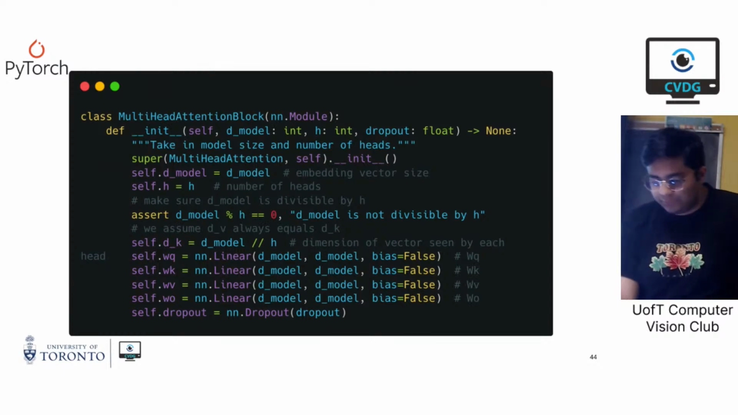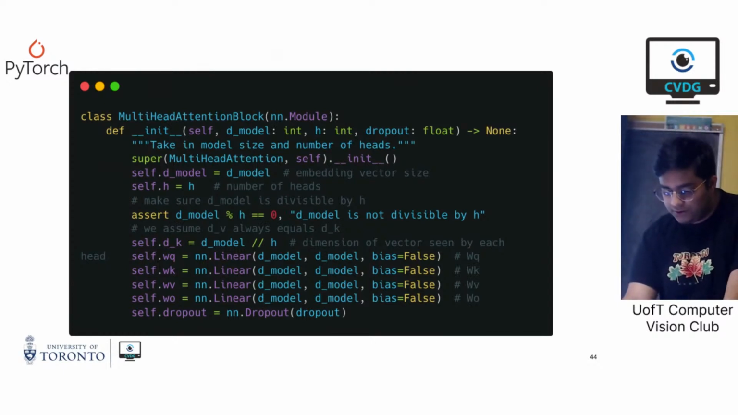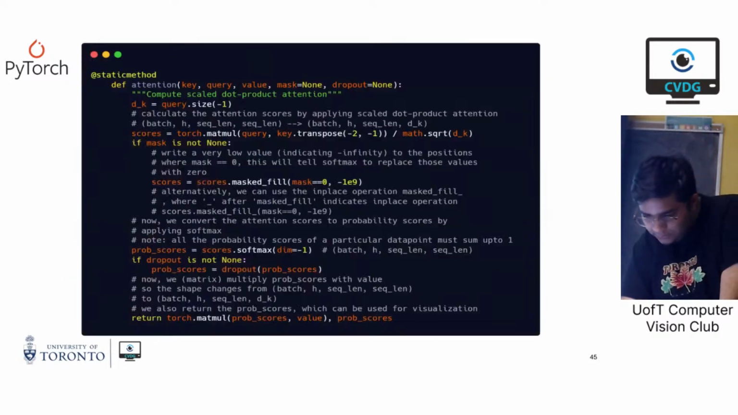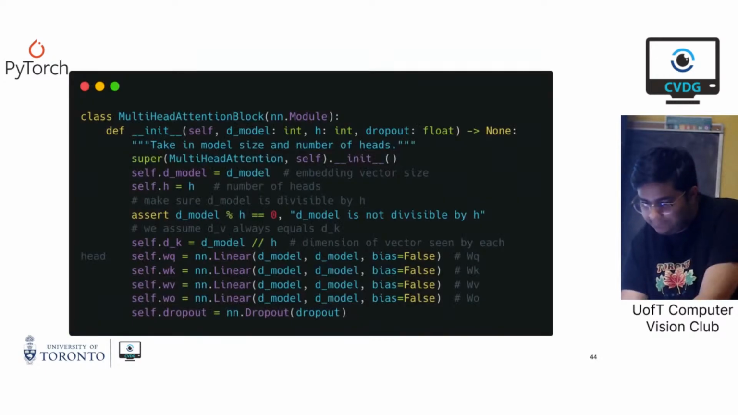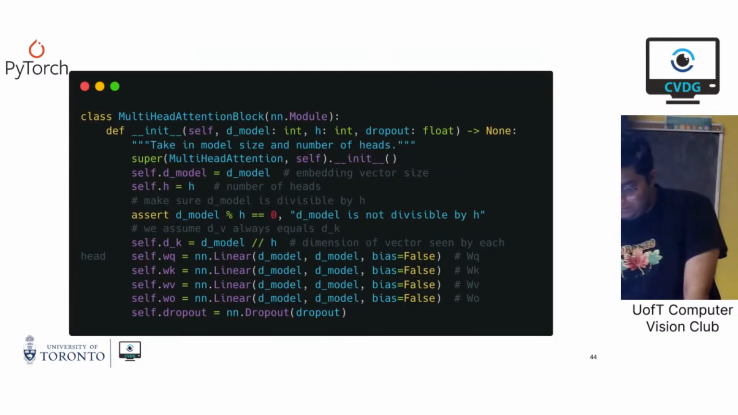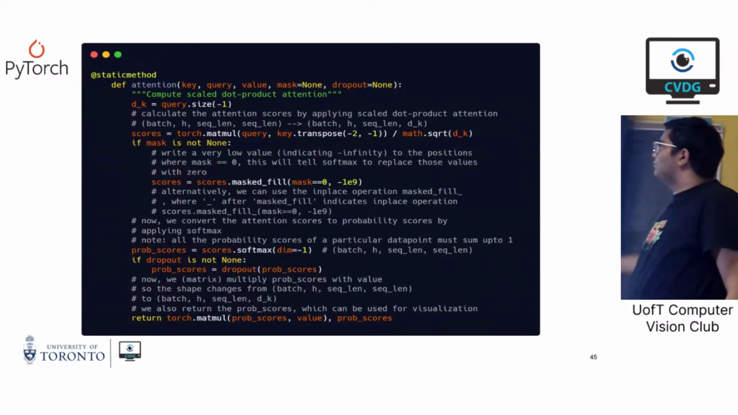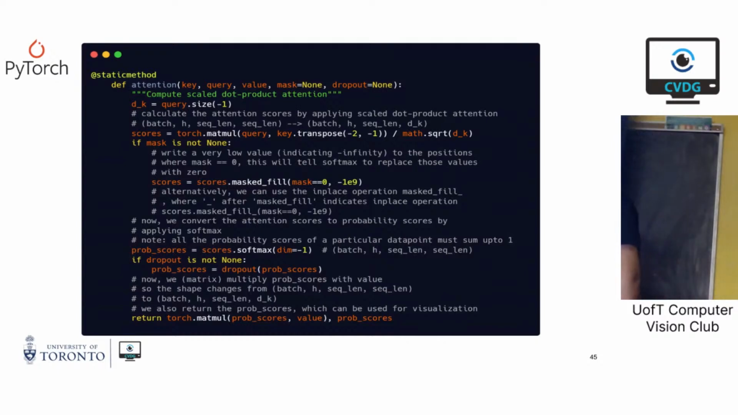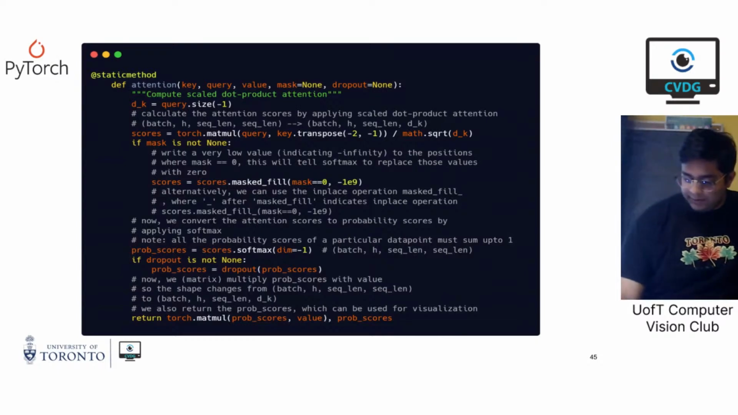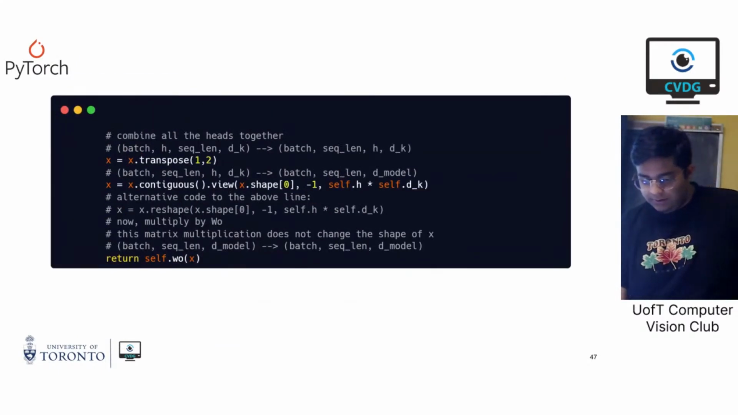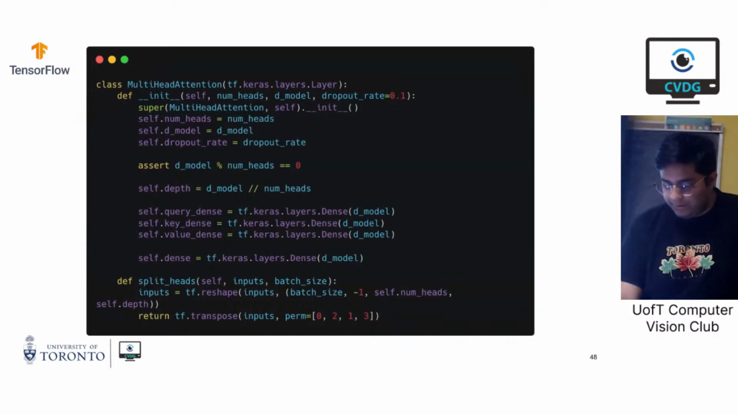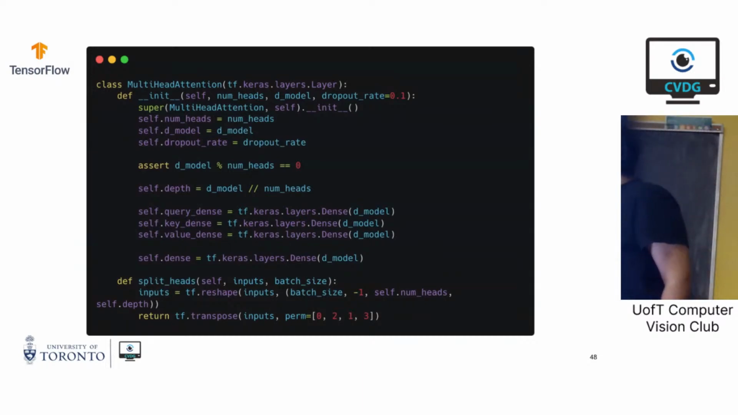And here is the code for implementing this block in PyTorch. Over here, I have basically defined the different layers of the block. And I was talking about the softmax function, which has been implemented over here. And this is the same function in TensorFlow, where I have defined the QKV layers over here.